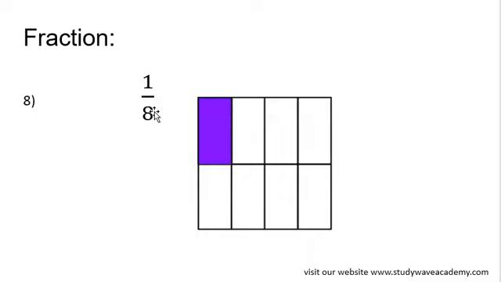Here we have a square. We have a what? Square. And how many parts is the square divided into? Let's count. 1, 2, 3, 4, 5, 6, 7, 8. It's divided into 8 parts, and how many parts are shaded?